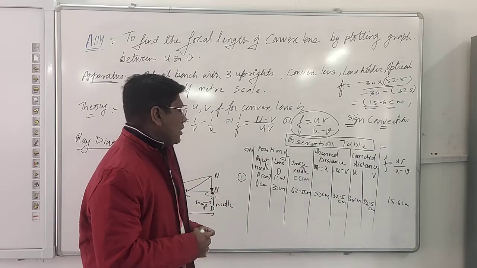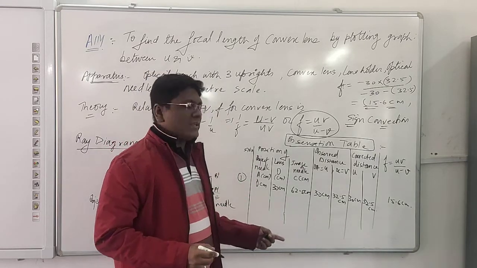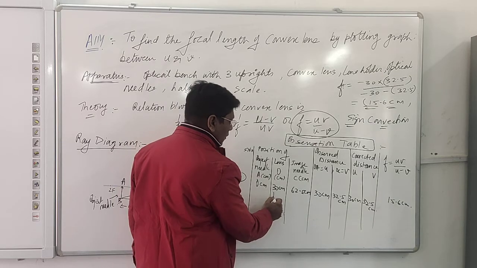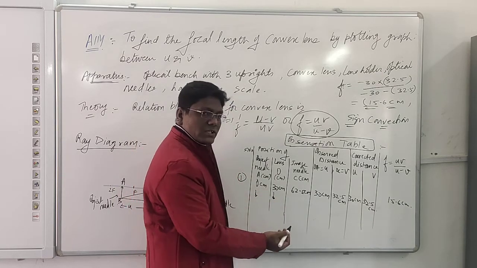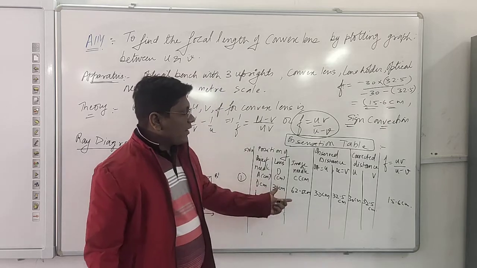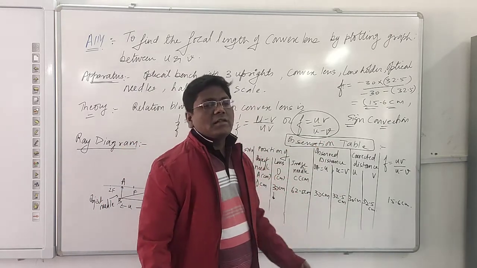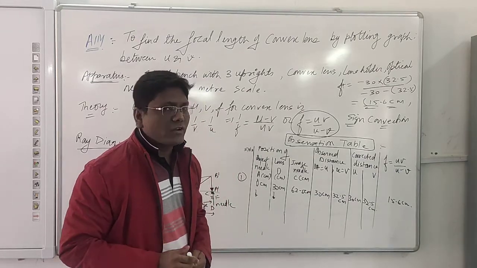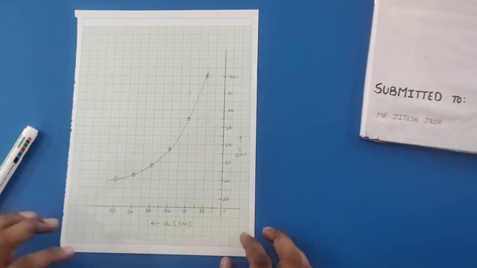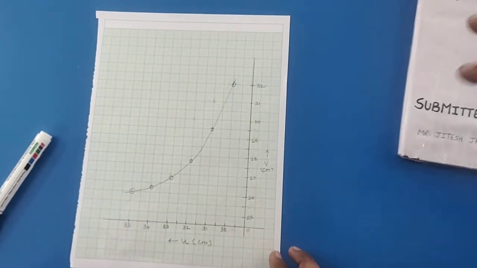Now what you have to do is take 5 readings. You have to increase the position of the object needle, and you can change your lens position accordingly, and then find 4 or 5 readings, which I have done already, right? And then you have to draw the graph. Let us see the graph now, dear students.